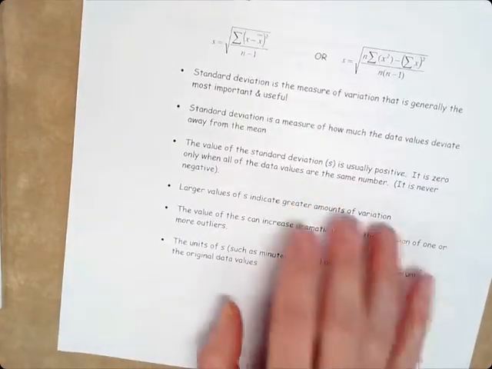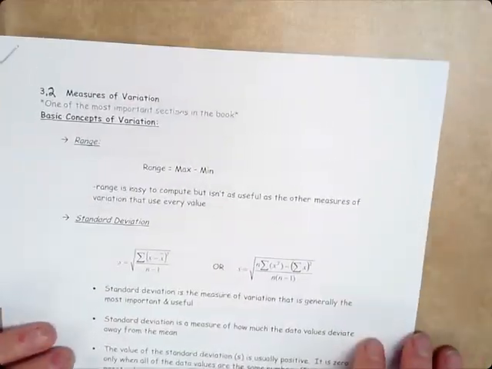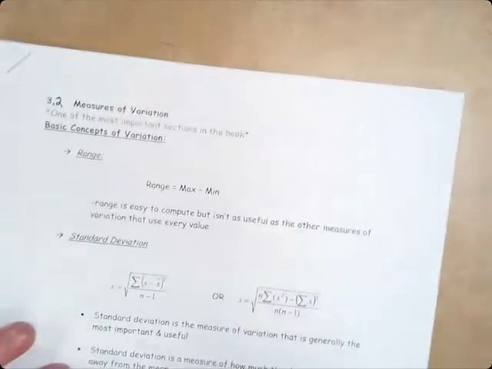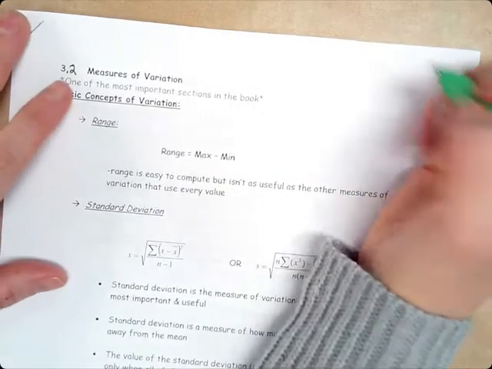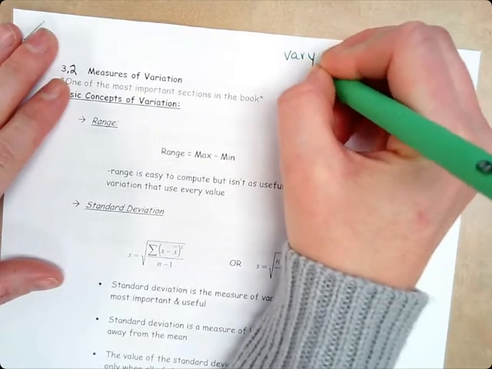Okay, measures of variation is 3.2. So as you see here, it said one of the most important sections in the book. So we are talking about variation. So think of the word vary, like V-A-R-Y.